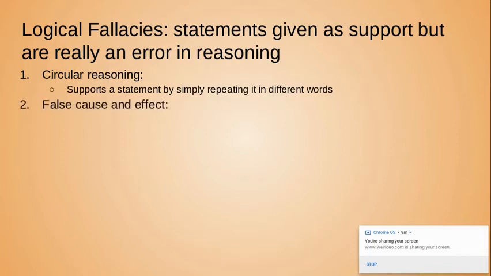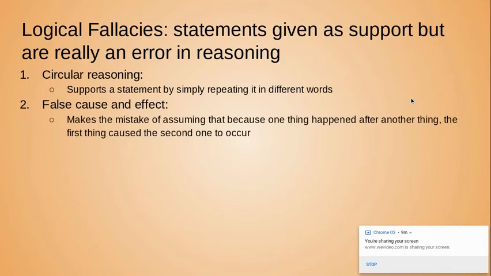You have false cause and effect. So when you assume that because one thing happened after another, the first thing caused the second. So we have to be careful not to do that. Don't say, well, this happened first and then this happened. Therefore, the first one caused the second one. We don't ever want to make that mistake. Unless you can prove that the first one caused the second one, just because it happened first does not make it effective reasoning.